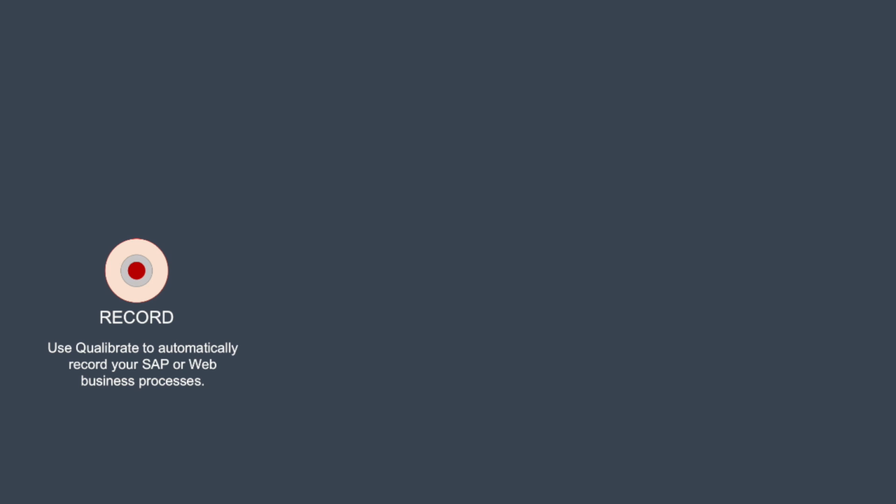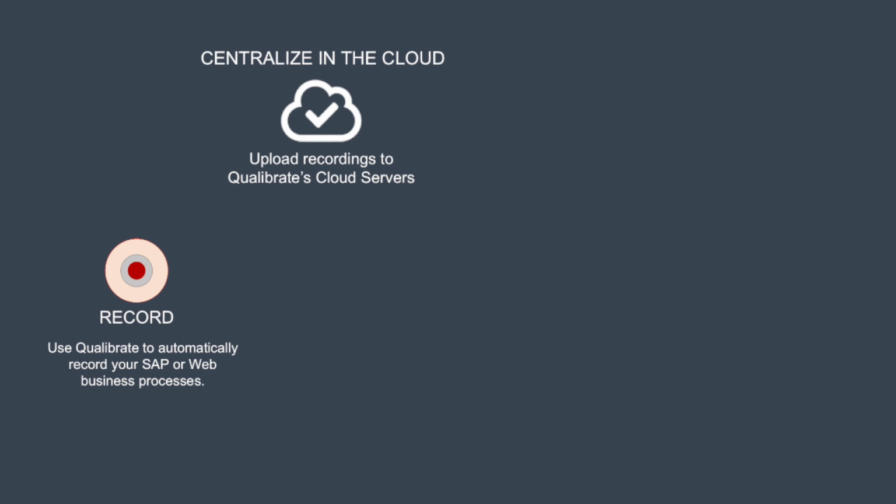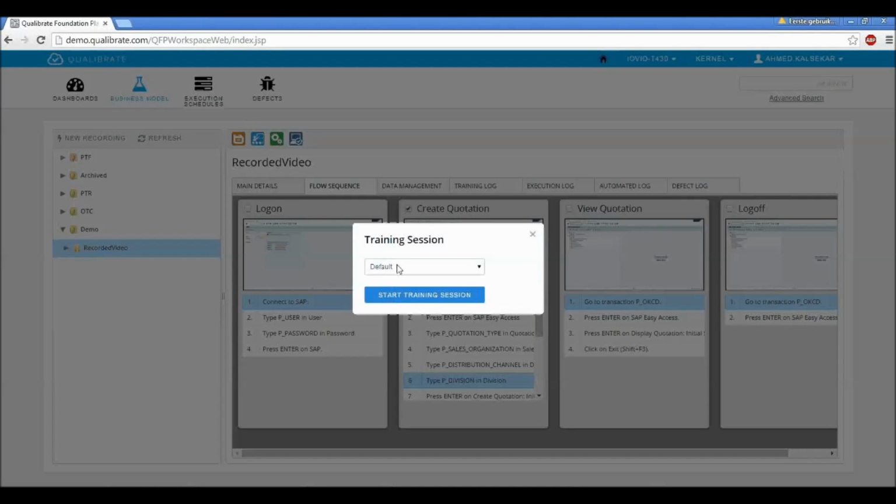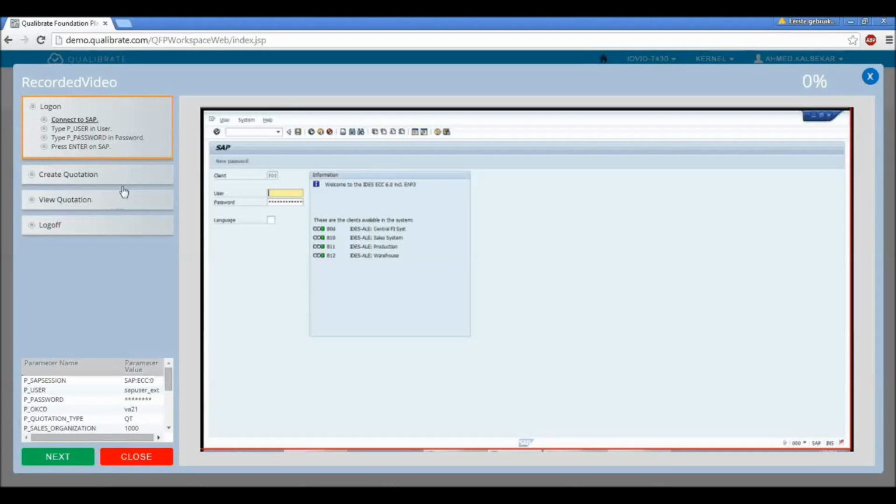Okay, so we did a recording of a business process in SAP with the Qualibrate recording widget. Then, we uploaded the business process to the Qualibrate platform and we viewed the business process in the flow sequence. So the first thing we will do now is we'll use the recording to start training. This is how the training simulation works. On the left you have the steps of the business process and on the right a screenshot.